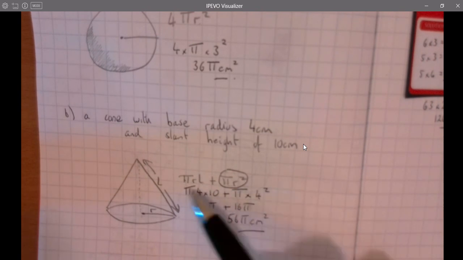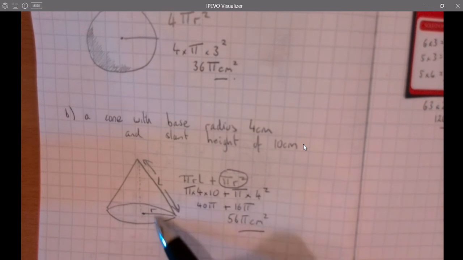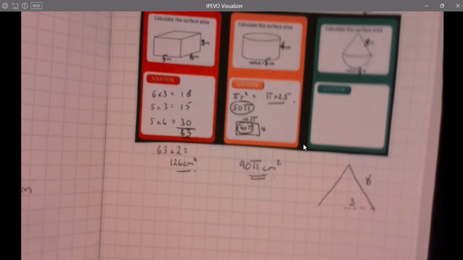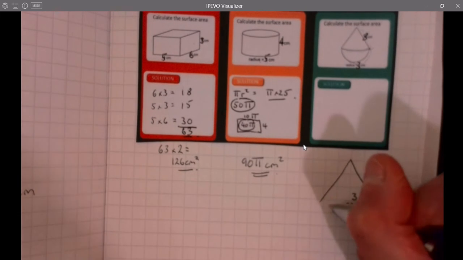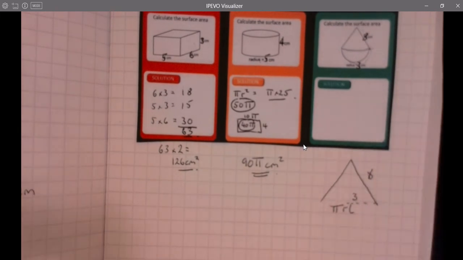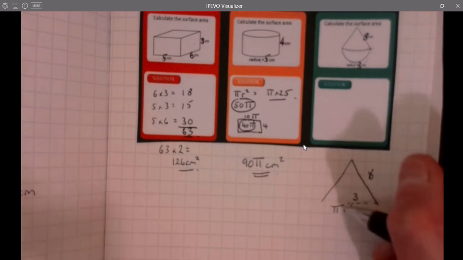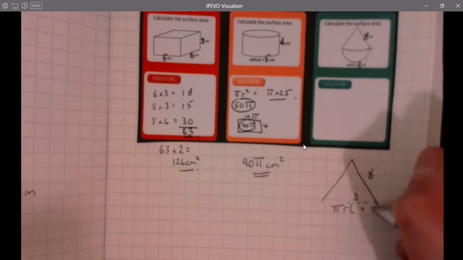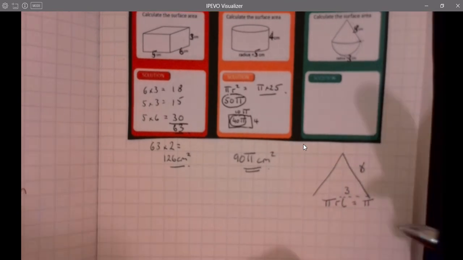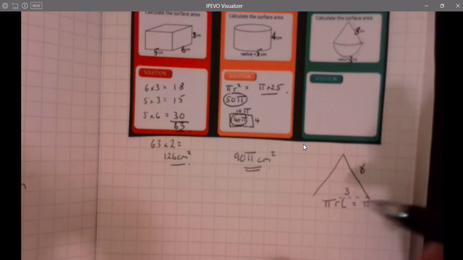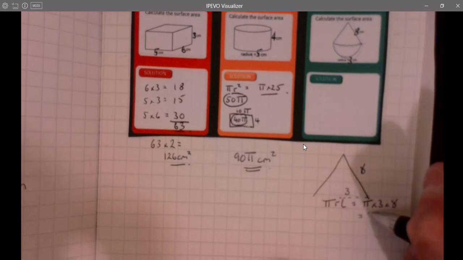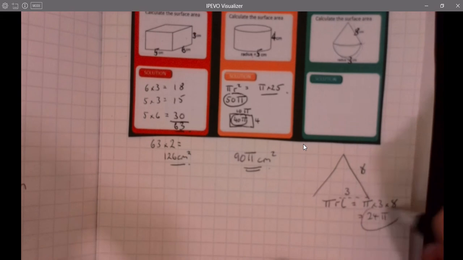So for the question that we wanted, it's only the pi RL bit that we actually want. Here we wanted the whole cone, so it's the curved bit plus the circle at the bottom. So what we've got to do is we're only going to do pi RL. Now obviously this is a little bit harder. It's not the actual maths, the calculation of it is easy. It's understanding that that's what you actually need to do. So that's going to be pi multiplied by, what are the dimensions? r is 3 times by 8. So that's going to be 24 pi.